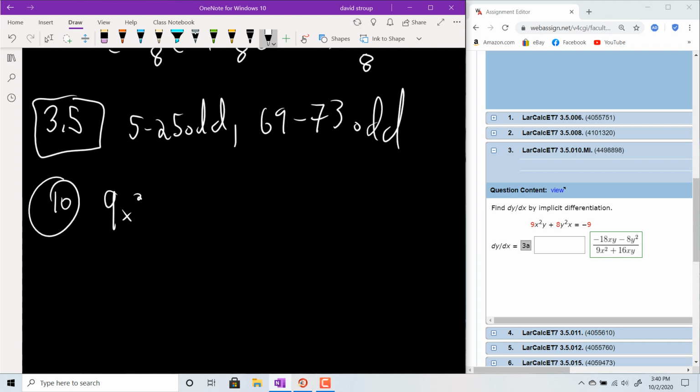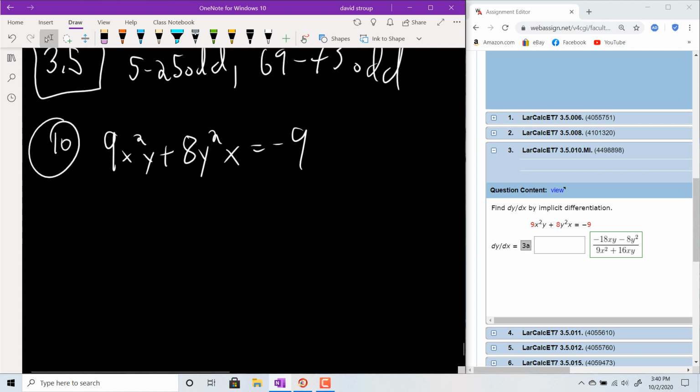So I have 9x squared y plus 8y squared x equals negative 9. Okay, so all you're doing is tacking on a derivative of y with respect to x whenever you take the derivative of y. You follow all the other same rules. So if you have a product of functions that are dependent on x, you're going to have to do a product rule. So for example, in this guy, you'll first leave 9x squared alone, take the derivative of y, then reverse it, right? Okay, so we have 9x squared, and then times the derivative of y, which is 1. Because you took the derivative of y, you have to tack on the y prime.